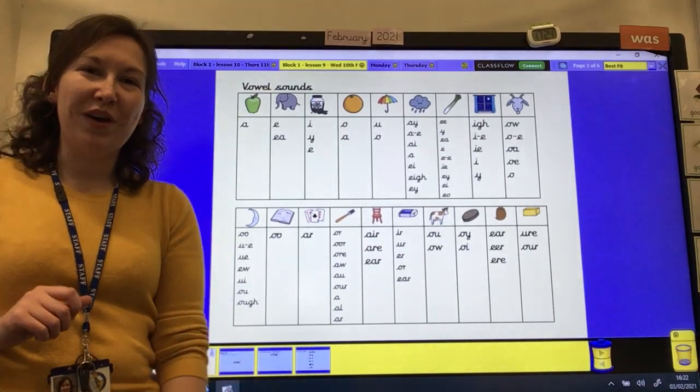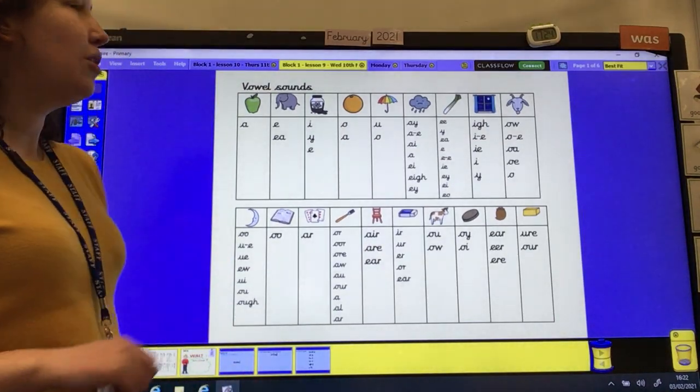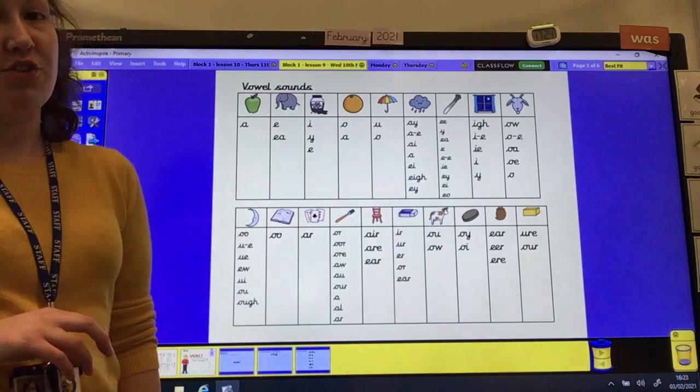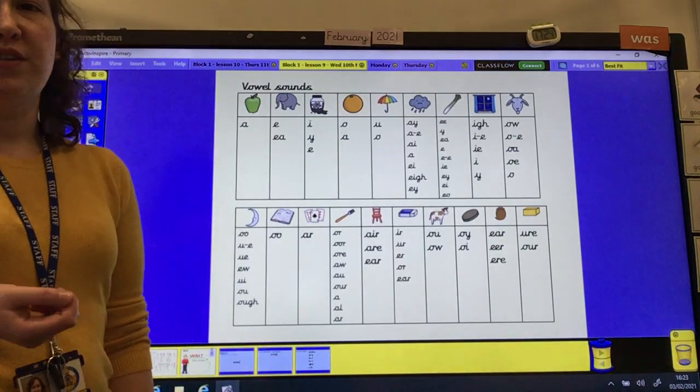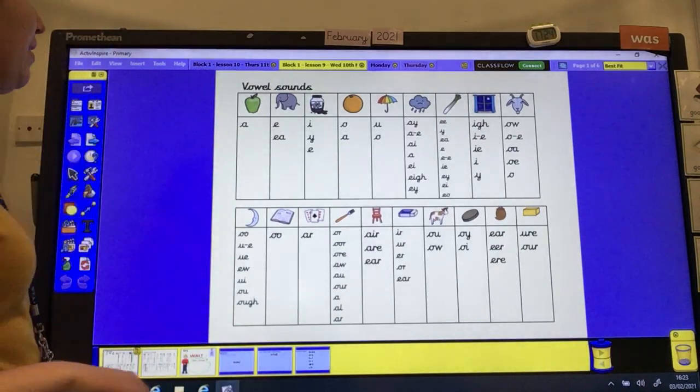Good morning, it's Wednesday's phonics lesson and we're going to start off by using our sound chart and saying the sounds. We're going to do all of them this morning, so can you say the sounds along with me?